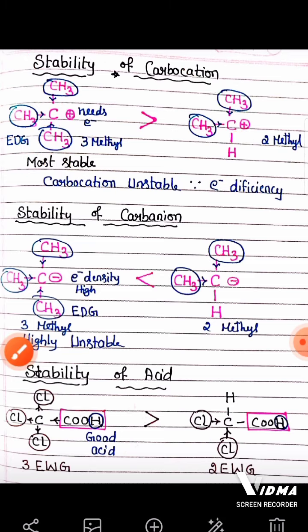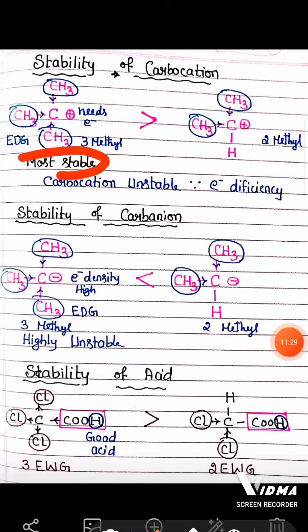So that makes the tertiary carbocation more stable compared to the secondary carbocation. Tertiary carbocation is more stable because of the presence of 3 electron donating groups.